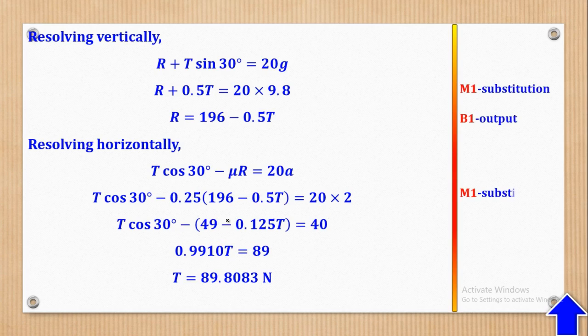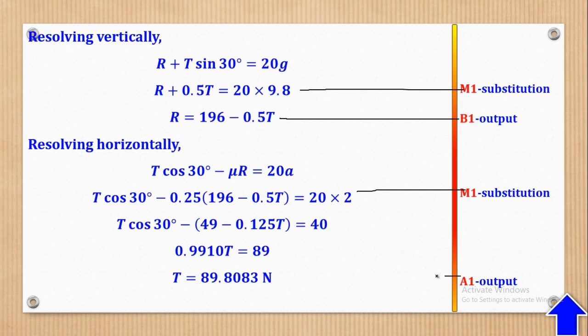Now let's see how much can be awarded. M1 for substitution, B1 for making T the subject, M1 for substitution, and A1 for getting the tension.